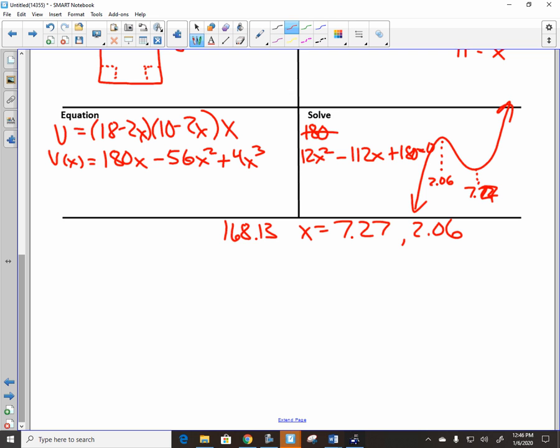What's our measurement in? Does it give us a measurement? Does it give us inches or centimeters? So it's inches cubed because it's volume, right? That's maximum volume.